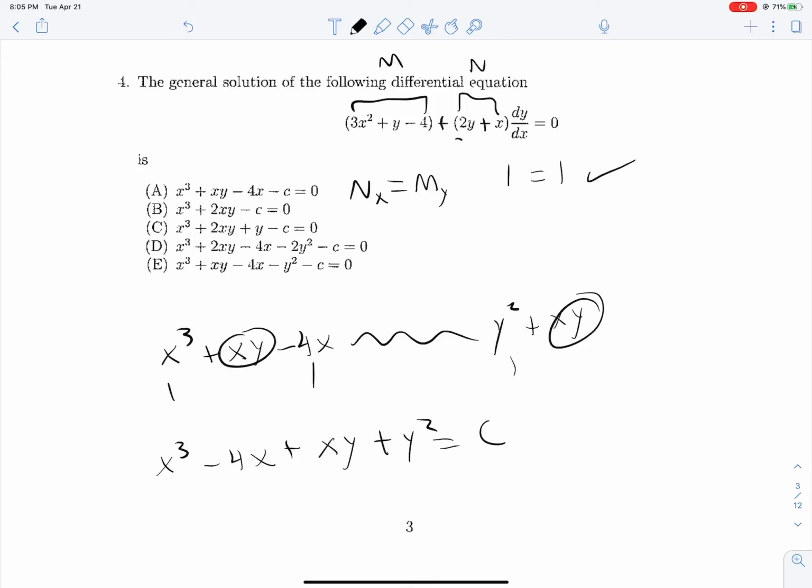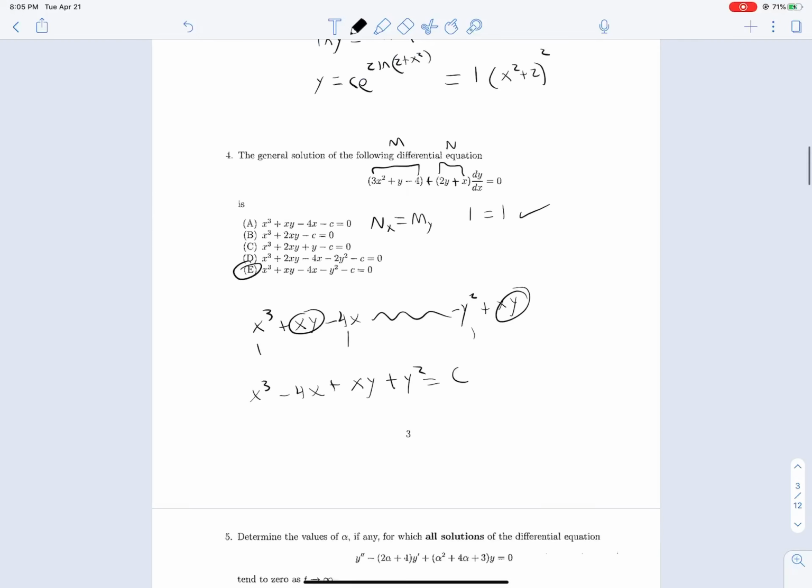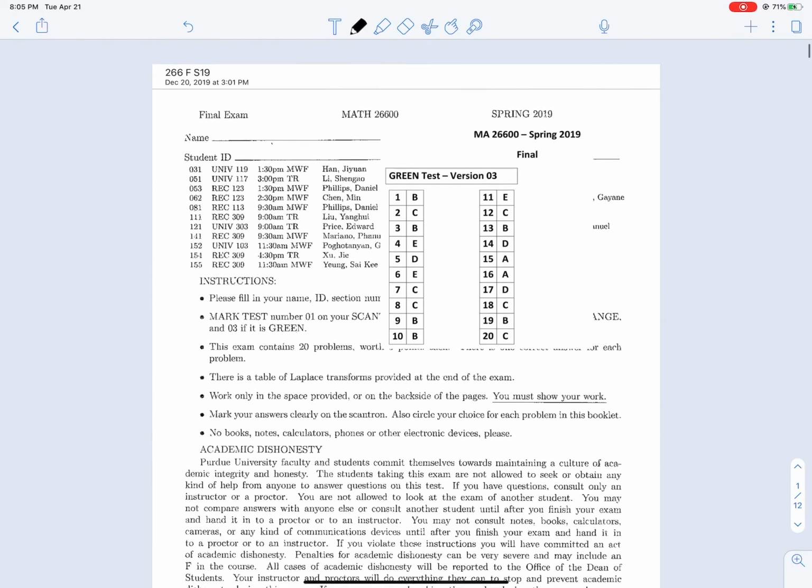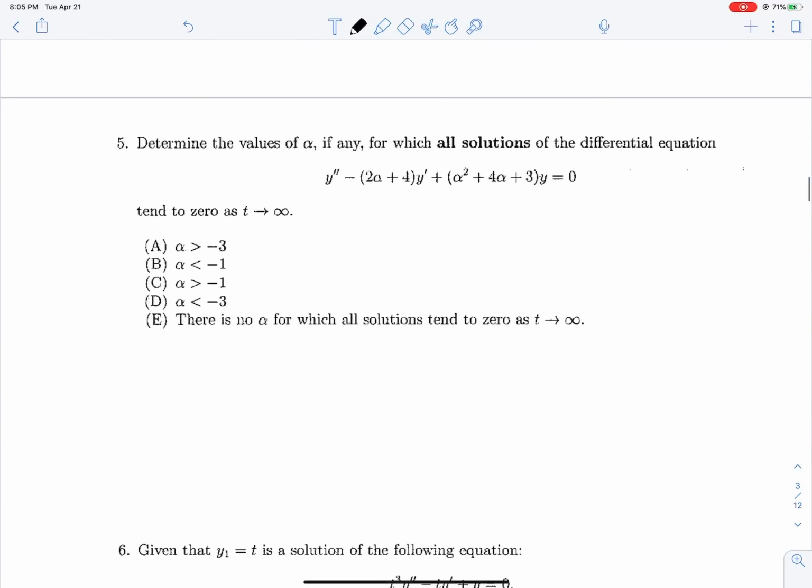So looking around our answer choices, I knew I should have written that more clearly. This negative y squared right here, we lost that along the way because it looks like I wrote it like an underline. So this ends up being negative y squared. So our answer should be E for 4. Okay, we're on a roll.